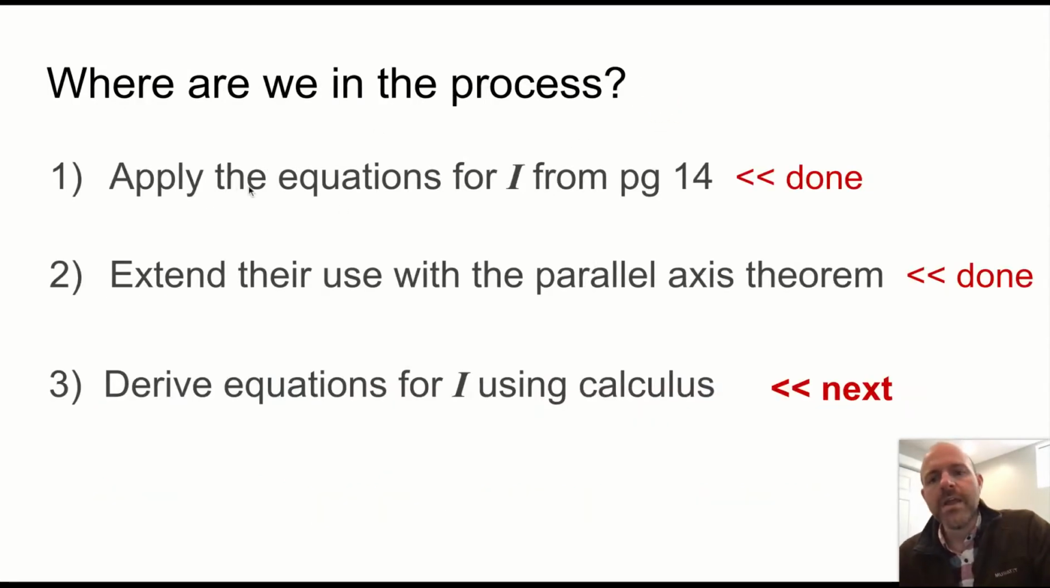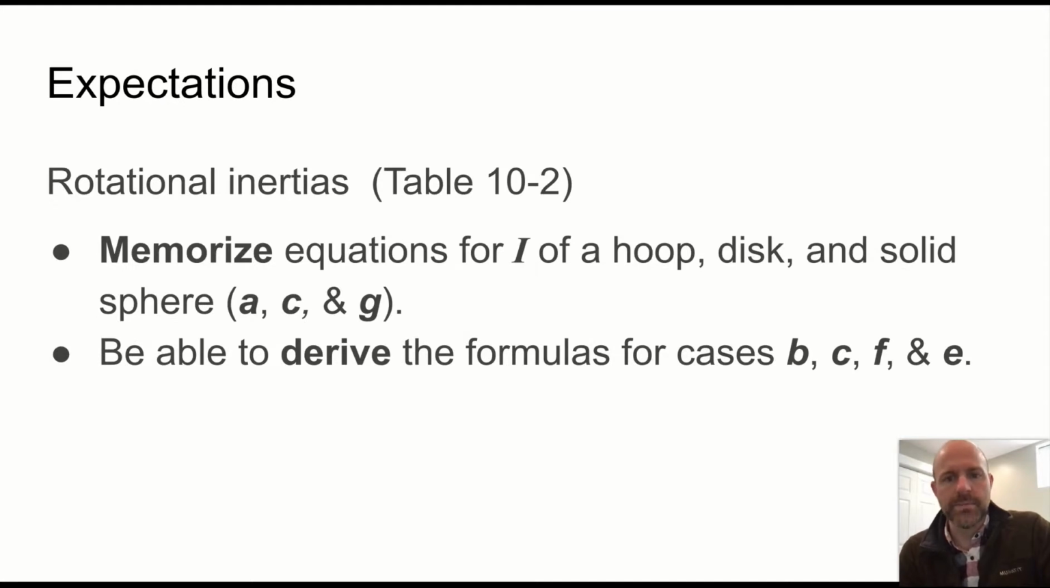So where are we? We've applied the equations. We've now started to extend them using the parallel axis theorem. And now we need to do the, well, maybe not difficult part, but the more involved part using calculus. So just to clarify, the table on page 10-2, or table 10-2 on that page in your packet, you should memorize the moment of inertia for a hoop, because it's basically the same as for a point particle. That's what you need to remember.